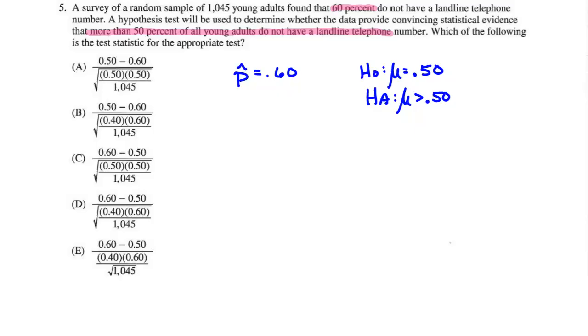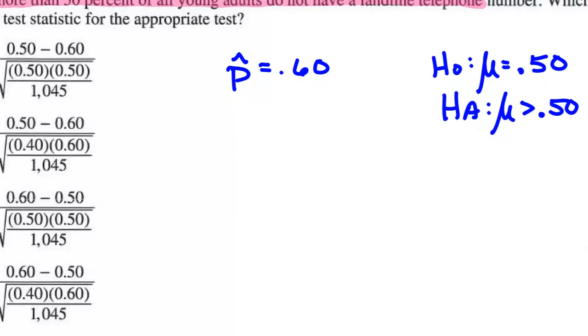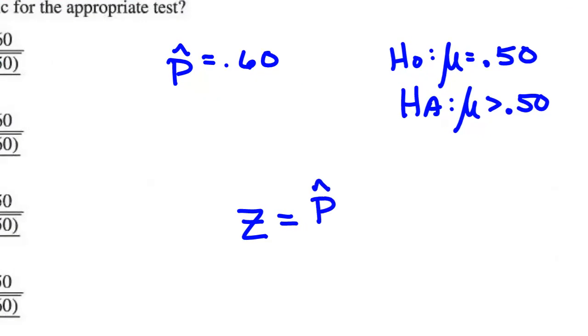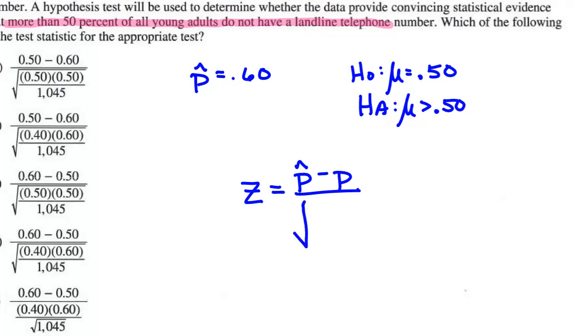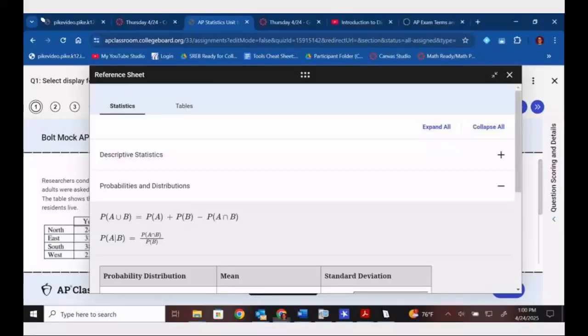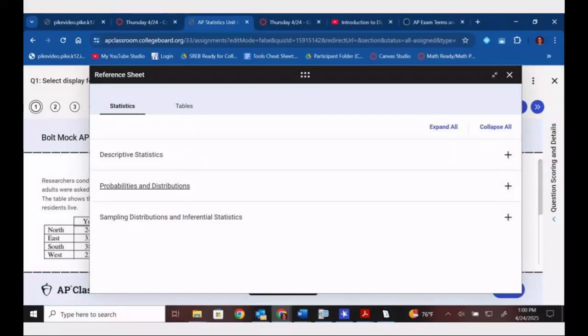Which of the following is the test statistic for the appropriate test? So this is z equals p hat minus p over, and then big square root. I'm going to go back and look at the reference page because this denominator is something on that reference sheet. All right, so we're going to close probabilities.